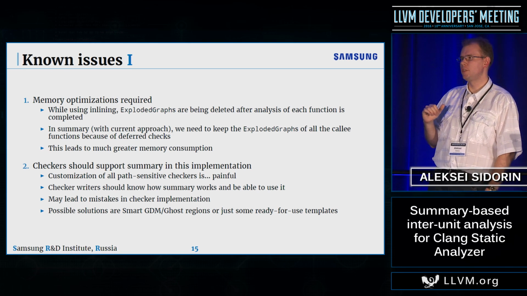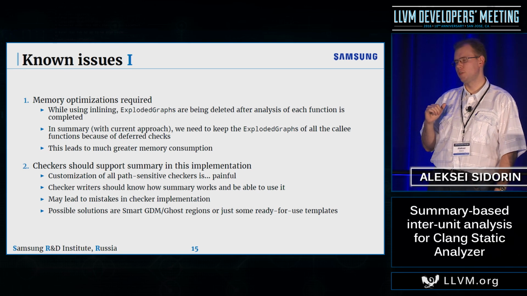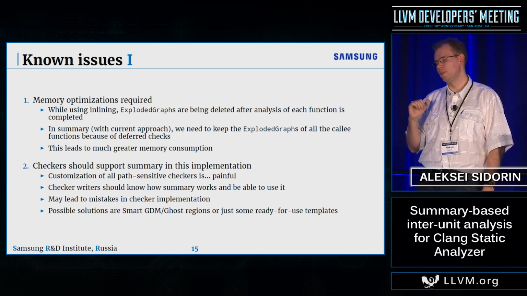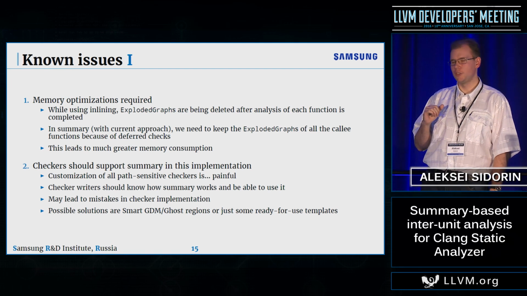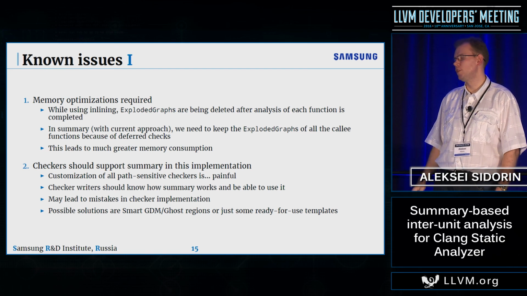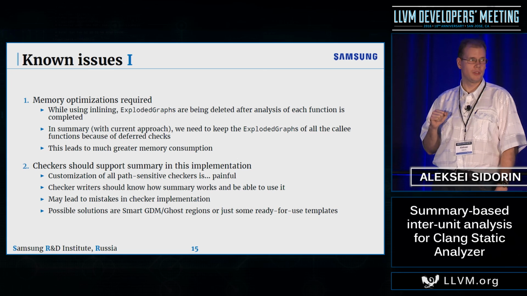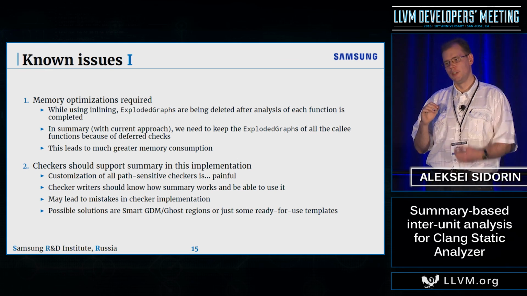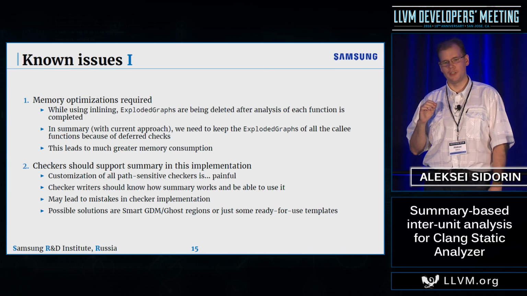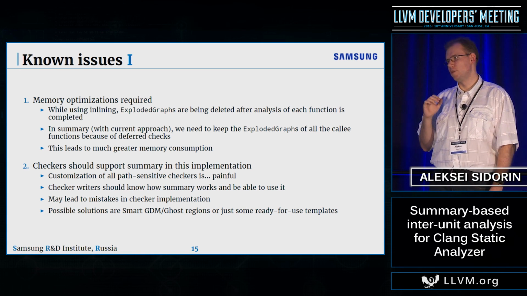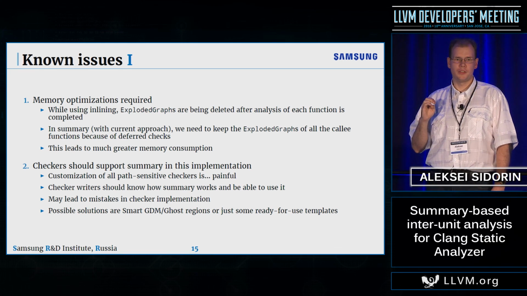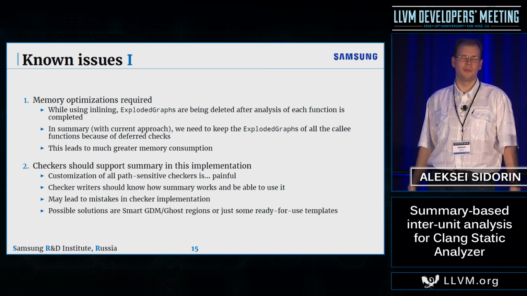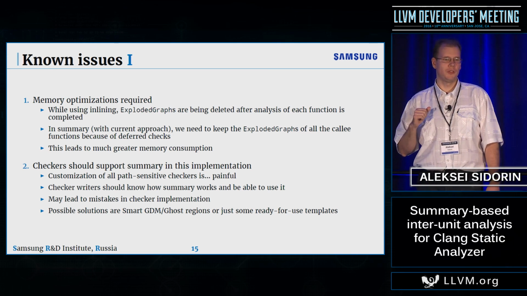The second issue is the backside of our solution to put the summary application logic into the checkers, because checker developers usually don't want to deal with summary. The possible solution is just to smartify the GDM so it can operate with all the data by itself and without any developer actions. Or just to prepare a set of ready-for-use templates for the checker developer to use.